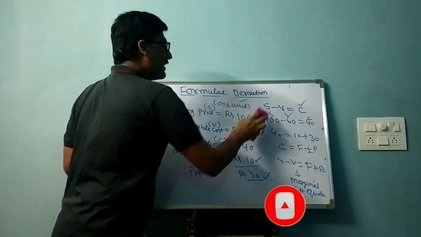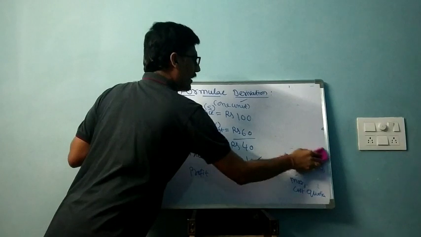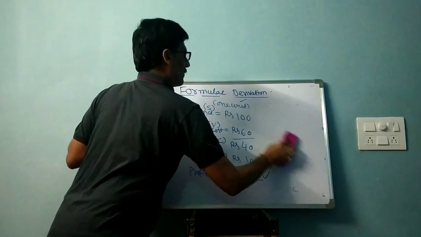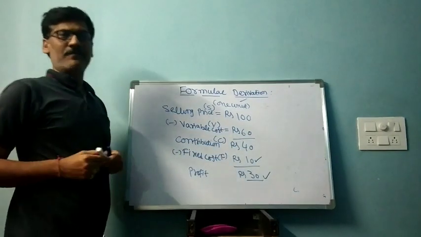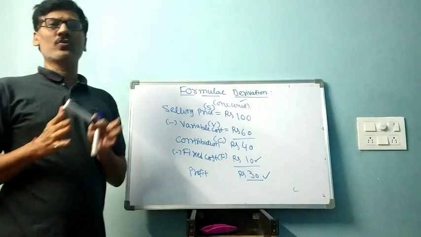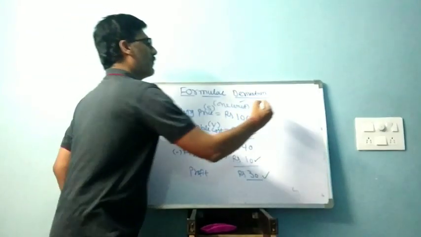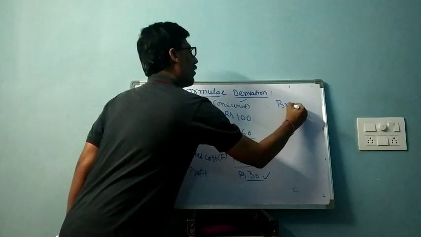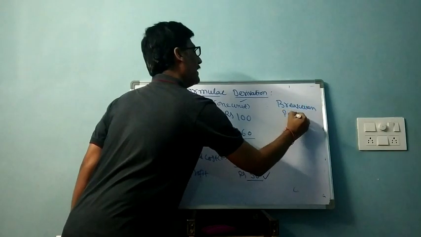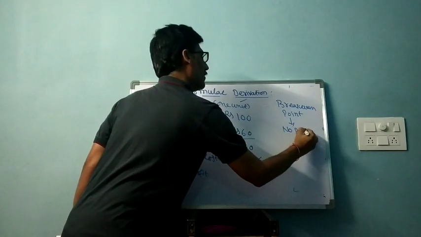Now, generally in the initial stages, every firm's main objective will not be a profit motive. It will be just to break even the fixed cost. What do you mean by break even point? Break even point means the firm will neither gain nor lose. The firm will neither get profit nor loss. It is called break even point. In simple words, what you can say? No profit, no loss.